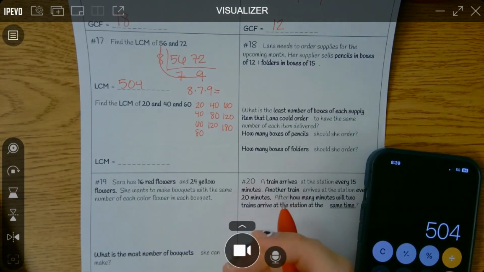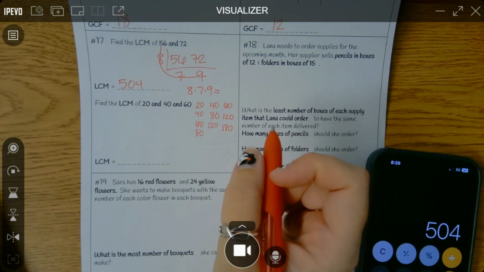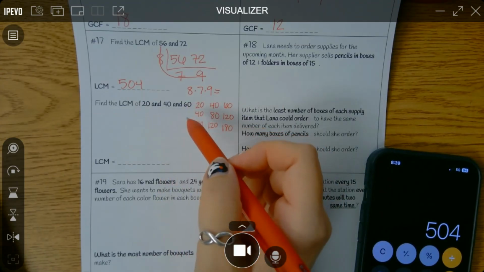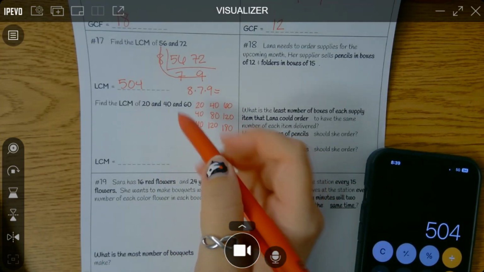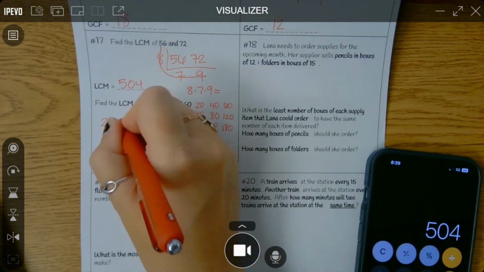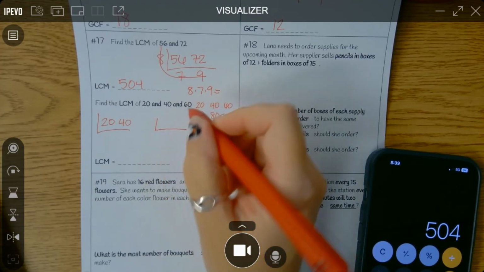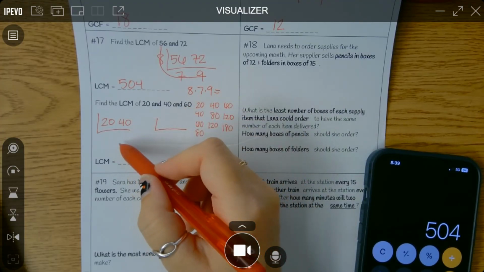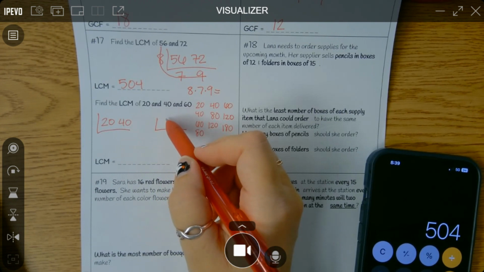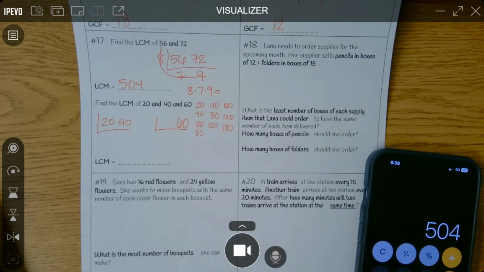Right? So that's one way you could do it. Or I like to do the ladder. The only thing that's different is when you have 3 numbers, you have to do 2 ladders. So I'm going to do one ladder for these first 2 numbers, 20 and 40. And then I'm going to do a second ladder of whatever answer I get here, that's going to go here, and then with the third number that hasn't been used yet.